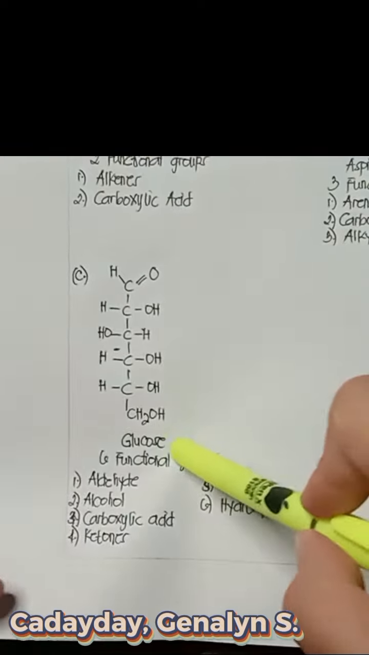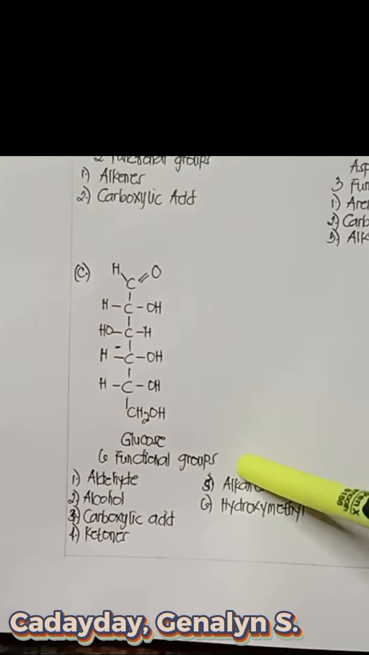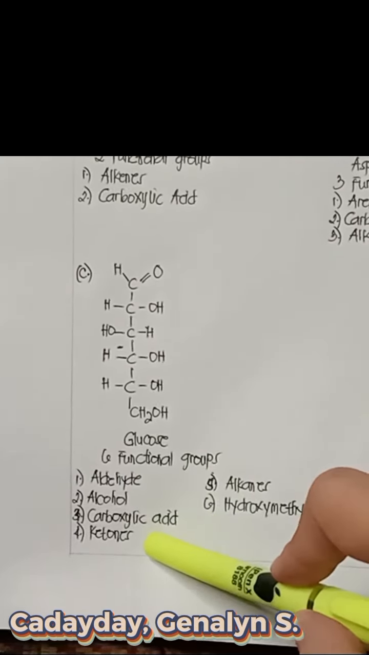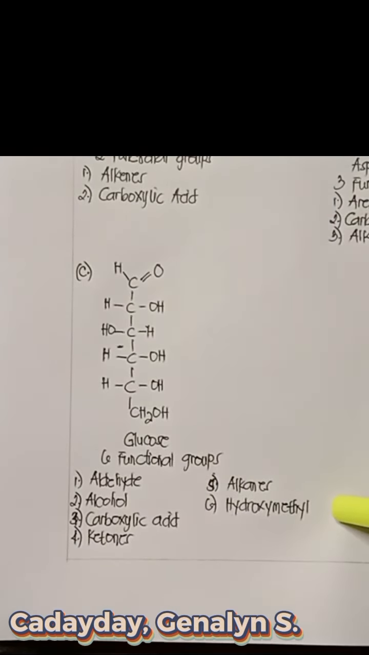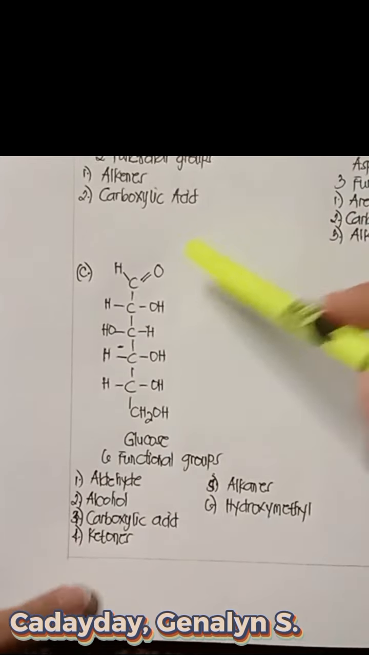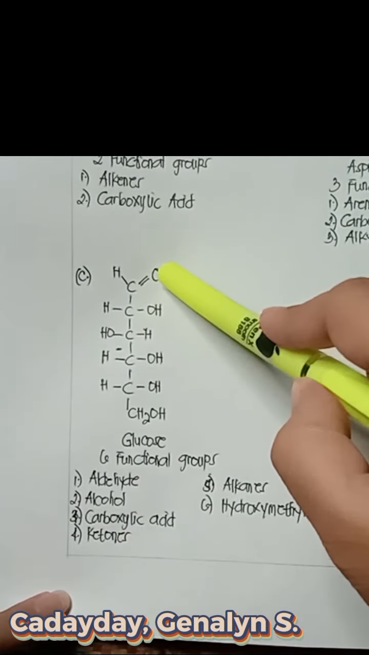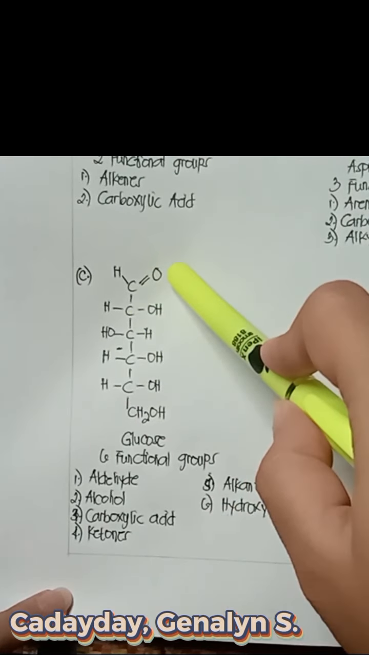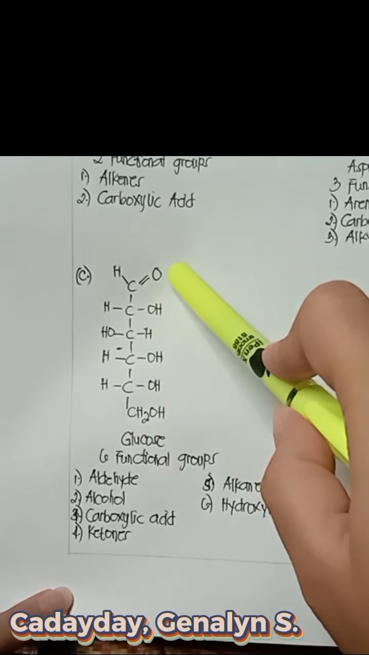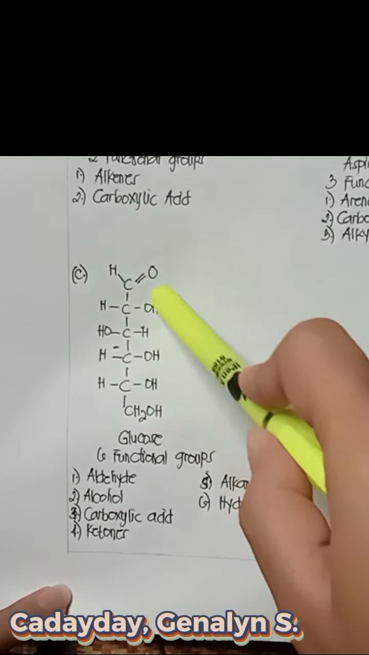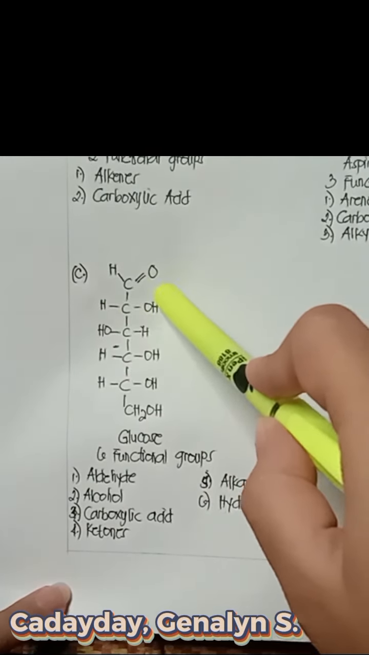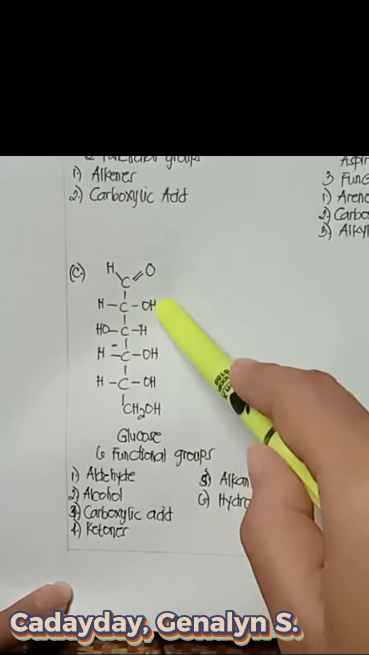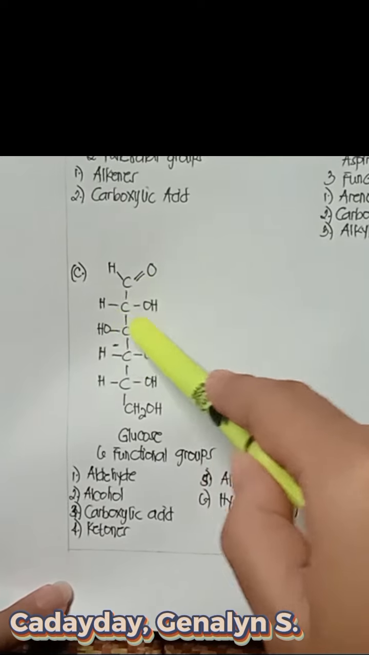Letter C. Glucose, 6 functional groups: aldehyde, alcohol, carboxylic acid, ketones, alkanes, and hydroxymethyl. This part here is aldehyde. Have at least 1 hydrogen bonded to carbon oxygen. Alcohol. This is alcohol. Have 1 carbon atom bonded to the hydroxyl group OH. This is alcohol.